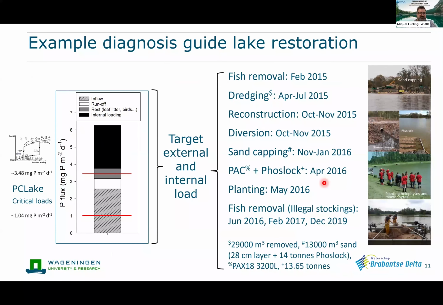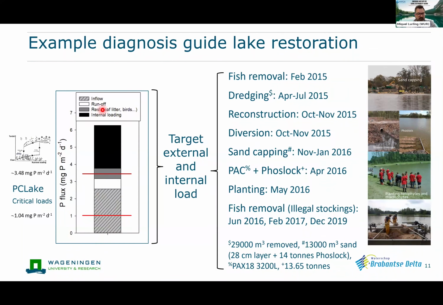The result of the system analysis is given here. These are the phosphorus fluxes. The bottom, the grey dashed bar here, is what came in from the tiny streams. The black bar was annually recycled from sediments, and we have some other sources: some runoff from swamps, leaflets, birds, etc.